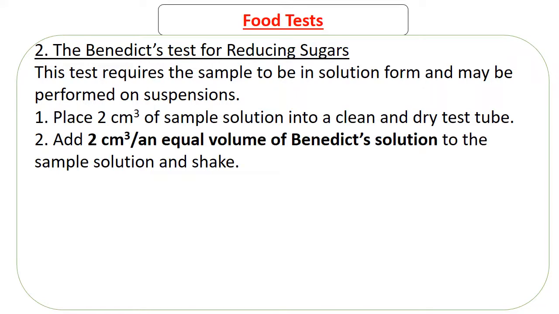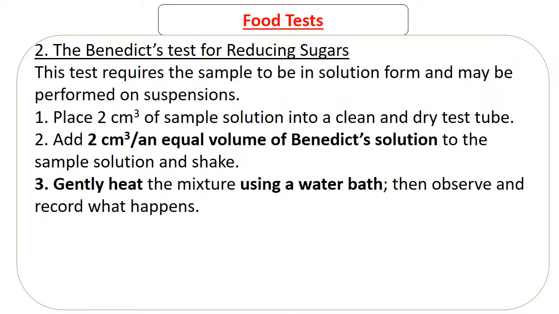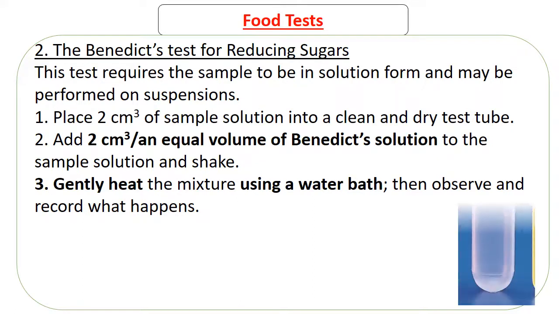Add 2 cm³ or just an equal volume of Benedict solution to the sample solution and shake. For example, if you haven't placed 2 cm³ of a sample solution, you have placed 3 cm³ of sample solution, maybe by mistake, just add the same 3 cm³ of Benedict solution to the sample solution and shake. After that, gently heat the mixture using a water bath, then observe and record what happens.